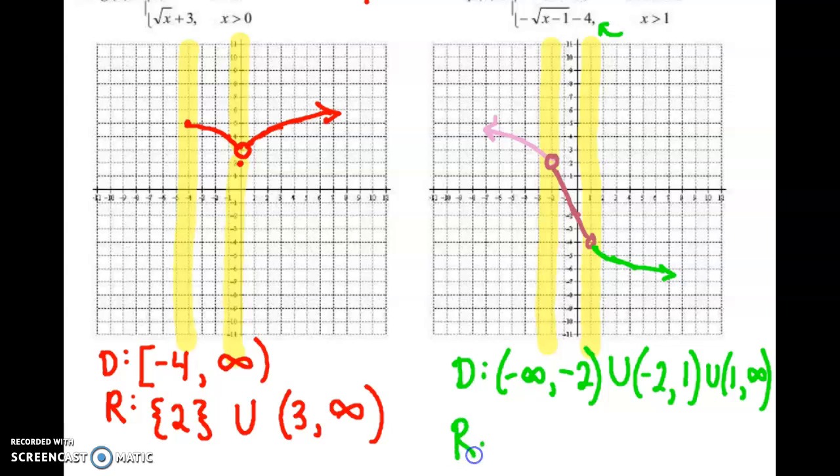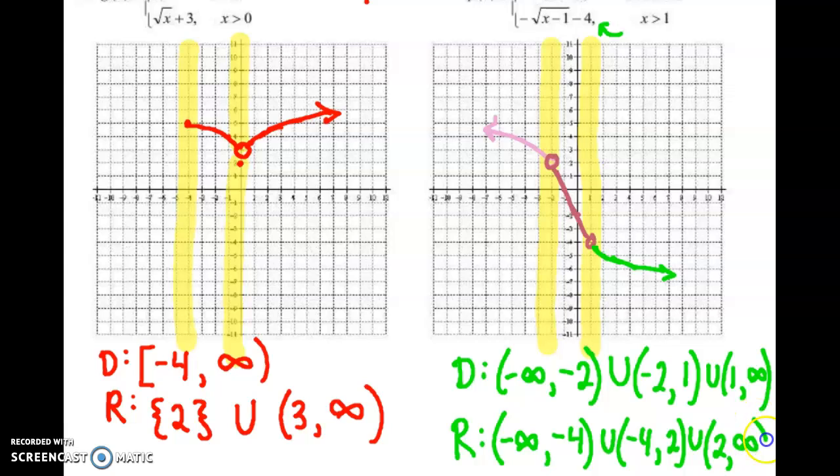And then the range, as you notice, these are the y values. It does go infinitely down, and then it stops once we get to -4, that y value. And then from -4 until we get to the y value of 2, right here. And then from 2 to infinity. And now you should be ready to be able to finish the homework.